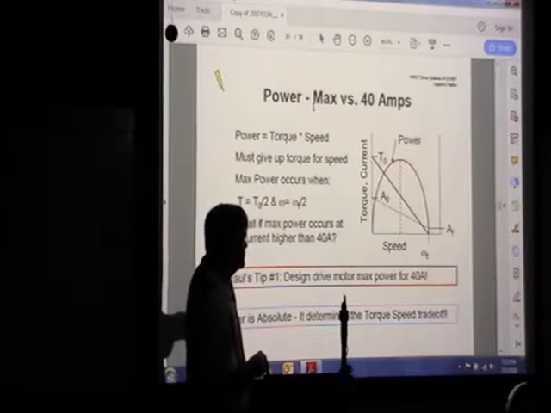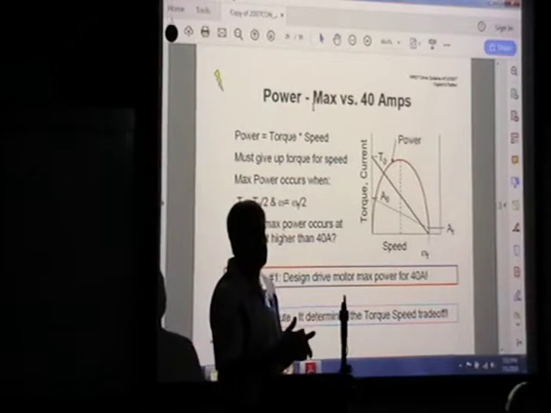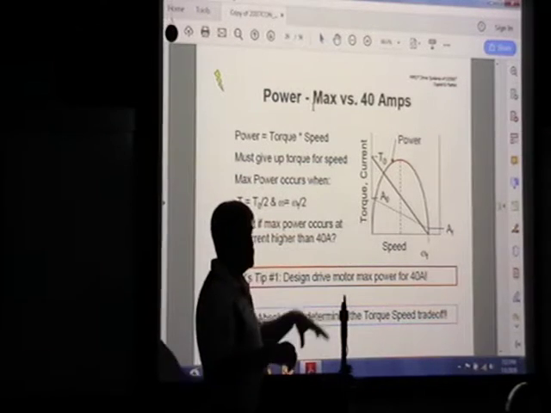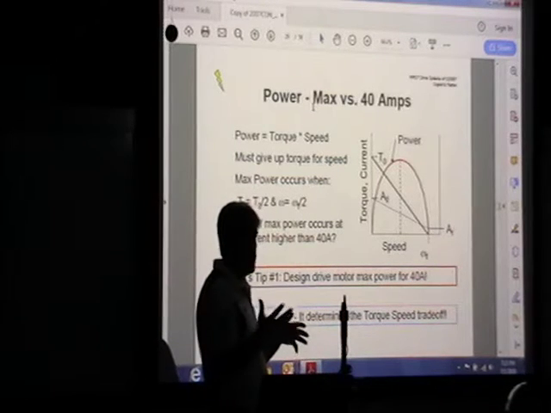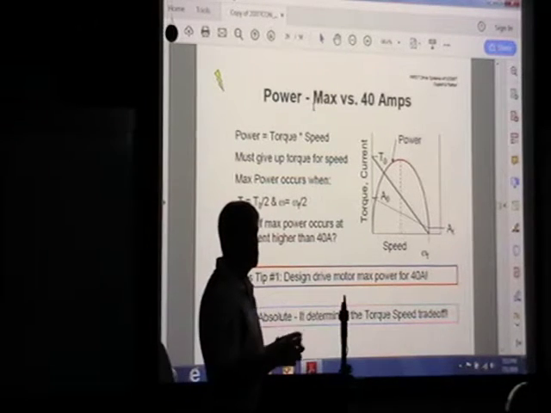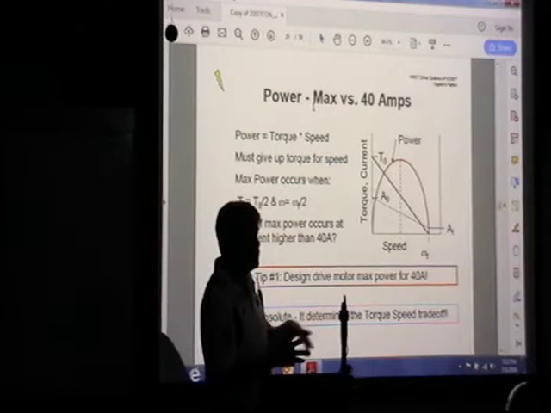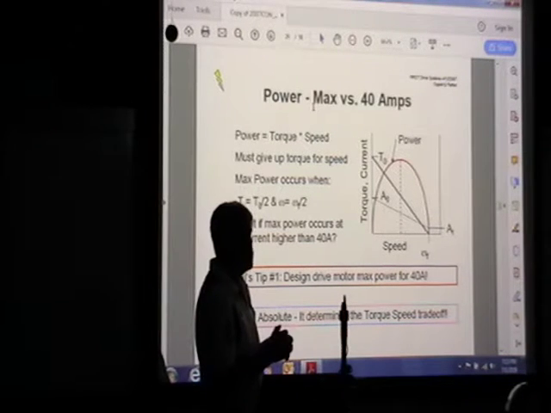Power is absolute. It determines the torque-speed trade-off. So you have to make sure that the mechanism can move the load at your stall current. But if you're doing continuous moving, a lot of your drive systems, for instance, are continuously moving, you want to be designing those so they hit your max power at your fastest speed or close to it, at your maximum speed.